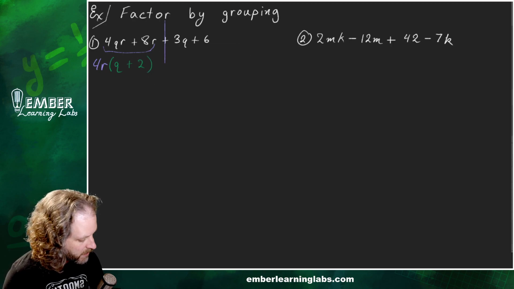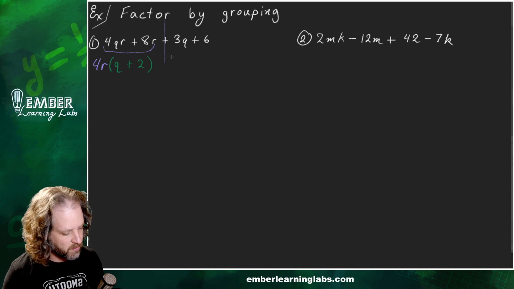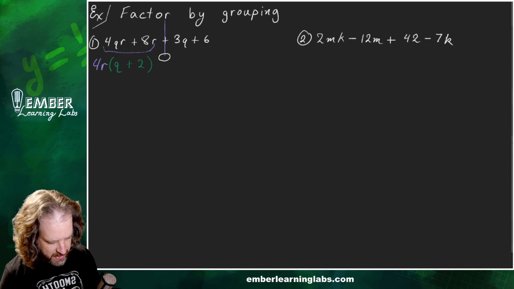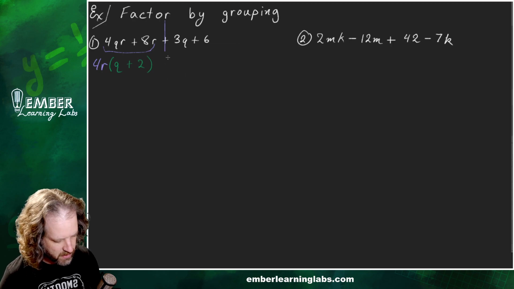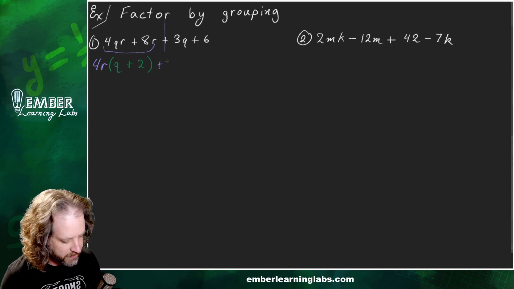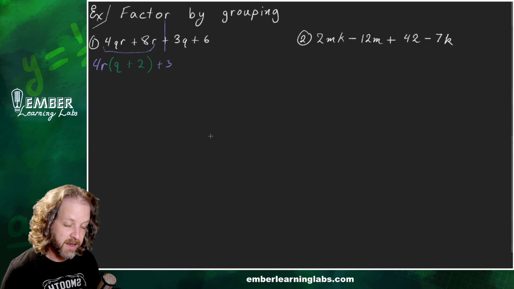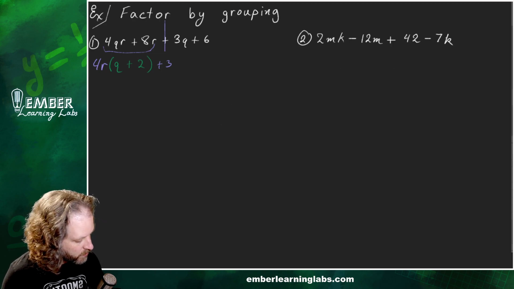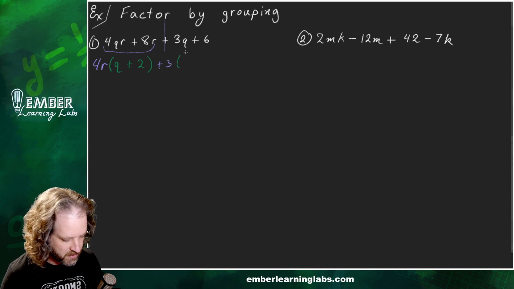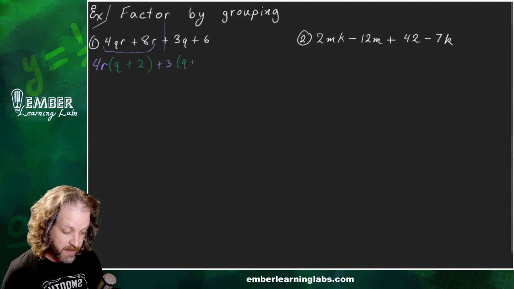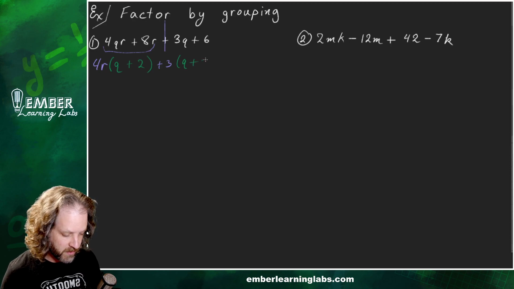Now, what's in common between these 2? Well, a 3 is in common. So we're going to pull out a plus 3. Okay? And we pull out a plus 3, what's left? We pulled out that 3, so a Q is left. And this last one, 6 divided by 3 is 2, so plus 2.